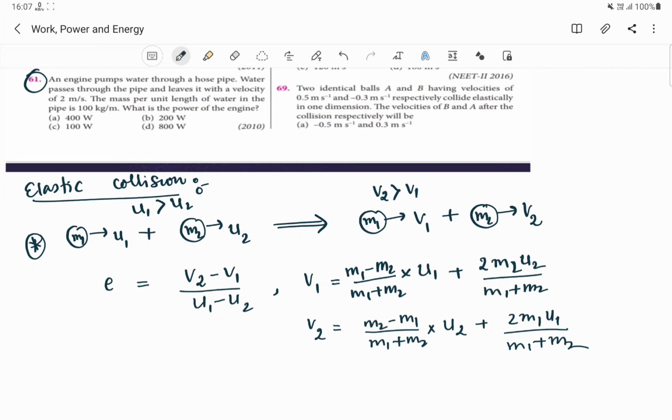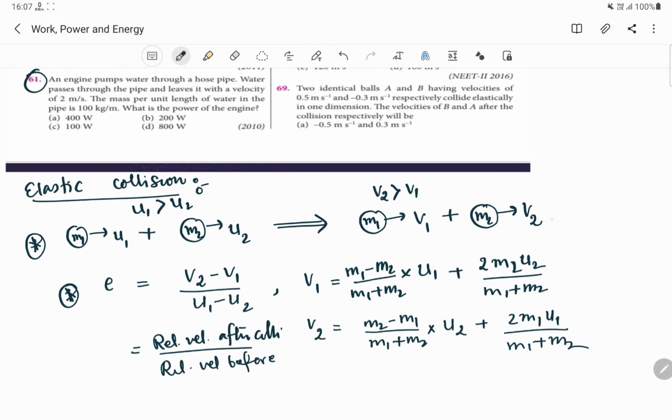Okay, and we will have the second most important formula, that is coefficient of restitution. This is very important. What do we mean by this coefficient of restitution? It is nothing but the ratio of relative velocity of separation, this is relative velocity after collision, divided by relative velocity before collision. And we do know that if two particles are moving in the same straight line, then what will be the relative speed?